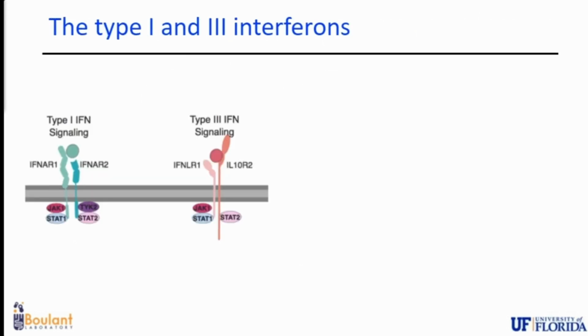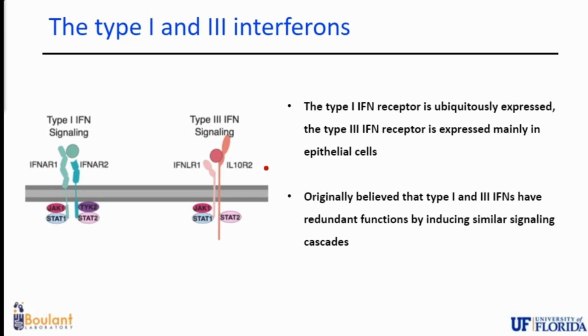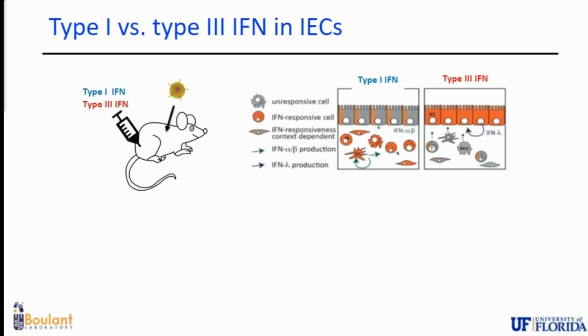There are three kinds of interferon, and we mostly focus on the type 1 and the type 3 interferon. Both of these interferon have different receptor, the IFNAR1 and IFNAR2 for the type 1 interferon, and the interferon lambda receptor 1 and IL-10R2 receptor for the type 3 interferon. The type 1 interferon receptor is ubiquitously expressed in all cells, while the type 3 interferon receptor is expressed mainly in epithelial cells and in a subset of immune cell. And this is why we are very interested about it when we are working on the gut, because this is the most important interferon that we have to protect us against viruses.